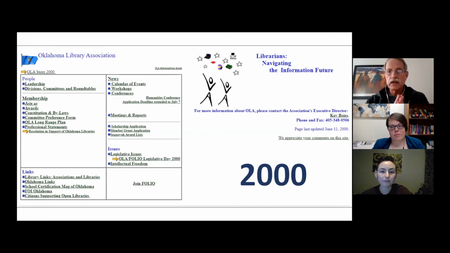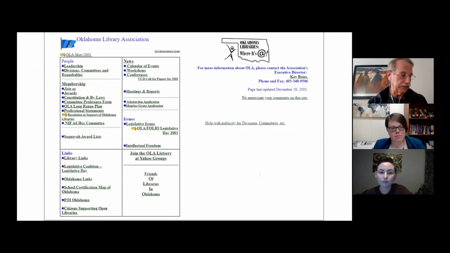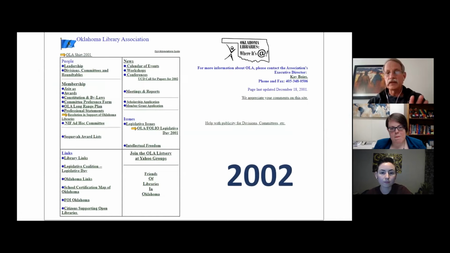It changed, as you'll see, over the years. In year 2000, OLA got its first logo. Our first logo was created primarily, as I recall the discussions at the time, as a way of branding the website, that we needed something like that for our website. So we used it a number of times in a number of places.